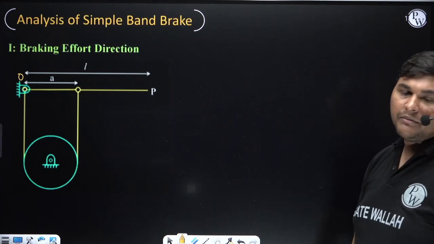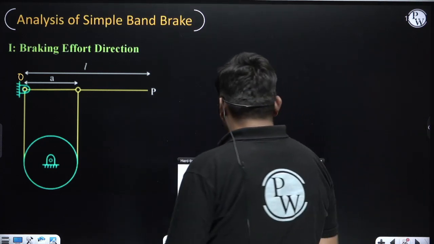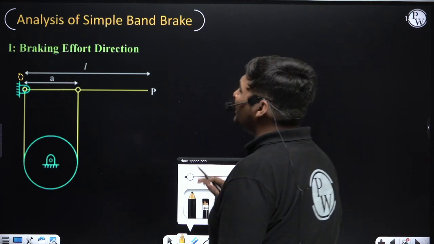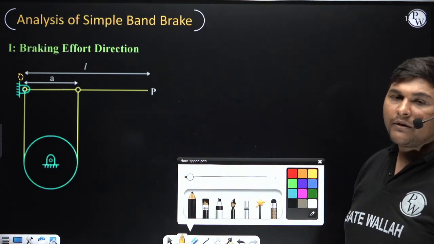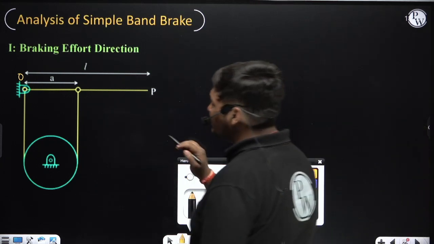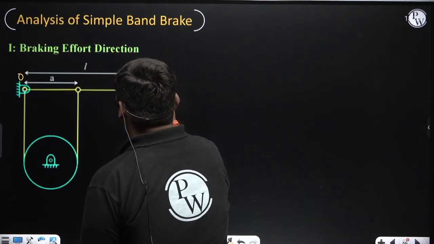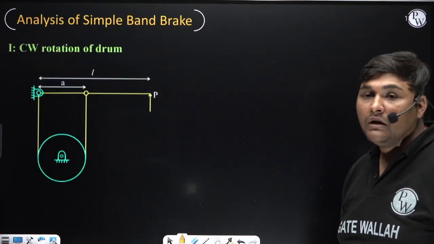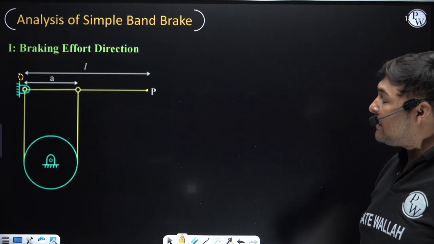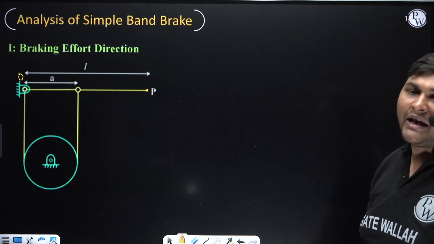Now, the most important point: generally the examiner will give the braking effort direction in the diagram of the lever. But suppose the examiner has not mentioned the direction of the braking effort, then you have to find the direction of braking effort on your own. How we will find the direction of braking effort in a simple band brake, that I am explaining.